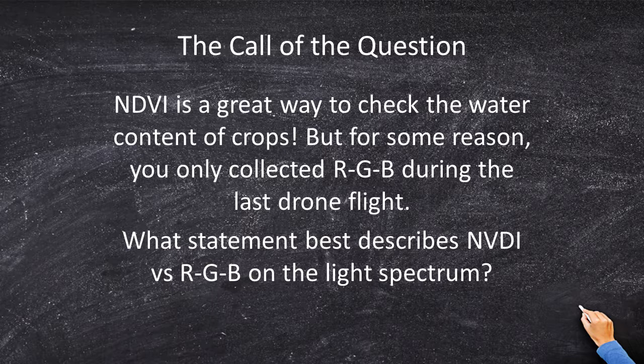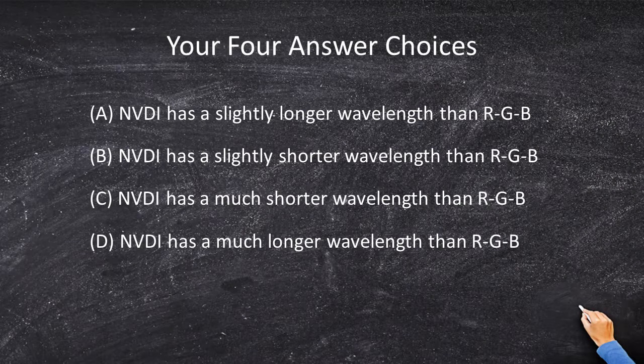So on the light spectrum, from X-ray all the way to anything else, how does NDVI compare to RGB? We've got 4 answer choices. NDVI has a slightly longer wavelength than RGB. NDVI has a slightly shorter wavelength than RGB. NDVI has a much shorter wavelength than RGB. And NDVI has a much longer wavelength than RGB. So you have 4 answer choices, and you've got to decide. Why don't you stop right now and go ahead and choose one before we progress on to the other slides.